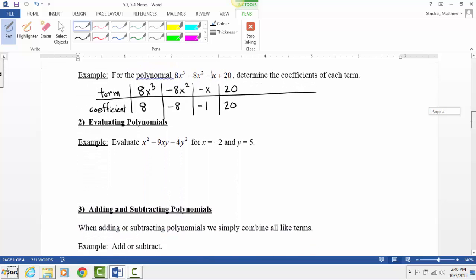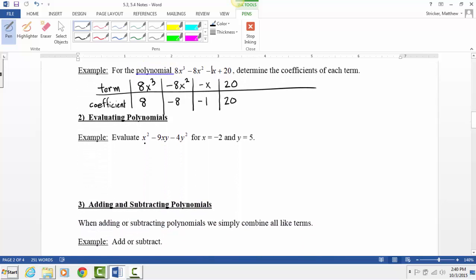We can also talk about how to evaluate polynomials. So it says evaluate x squared minus 9xy minus 4y squared for when x equals negative 2 and y equals 5. You might guess that that means wherever there's an x, so like right here, it's x squared, but x is negative 2, and then we bring minus 9 times x, again x is negative 2, and then times y, but y is 5. Remember when we plug in, we put the numbers in parentheses, and then we have minus 4 times y squared, but y is 5.